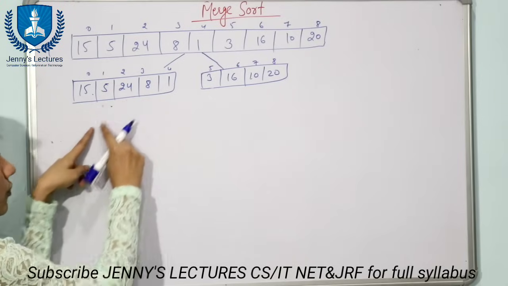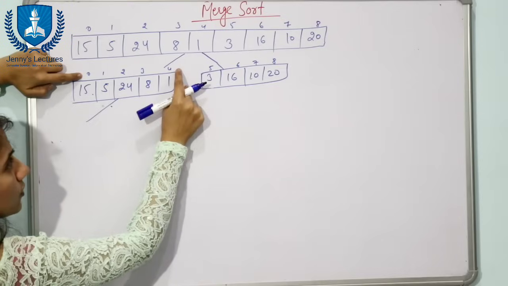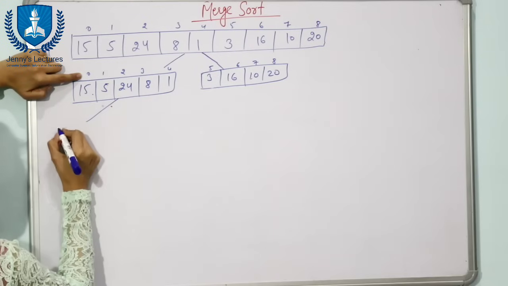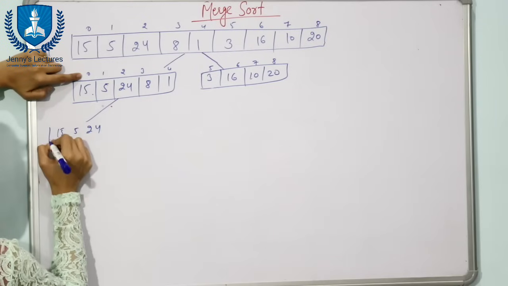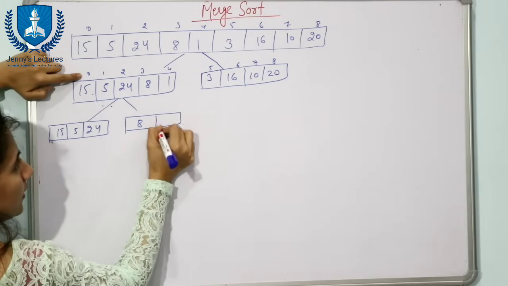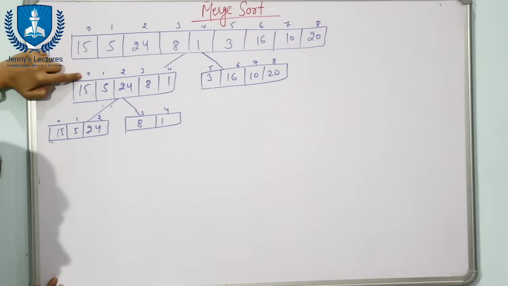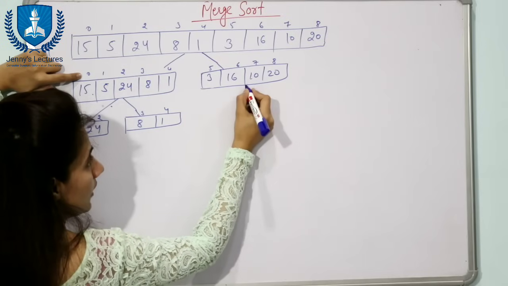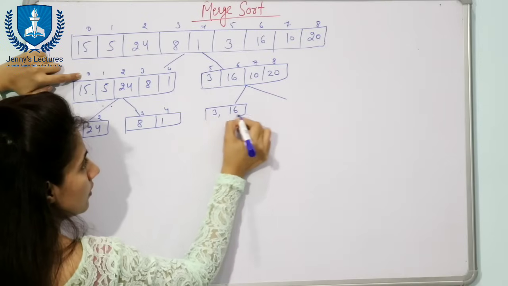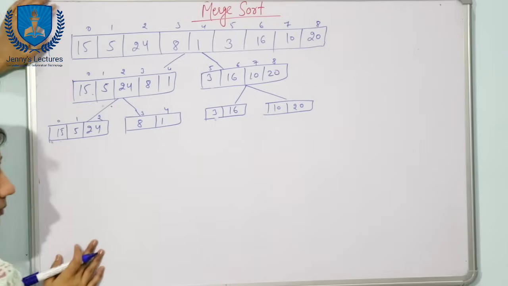So we further divide this sublist into two halves. 0 plus 4 is 4, 4 divided by 2 is 2. So the mid position is 2. From 0 to 2, 15, 5 and 24 is one sublist, and another sublist would be 8 and 1. From 0, 1, 2 here, we have 3 to 4. The other will again be divided into two parts, and 3, 16 would be in one subarray, and 10 and 20 would be in another subarray.